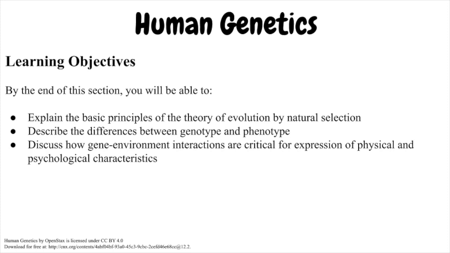Learning objectives. By the end of this video, you will be able to explain the basic principles of the theory of evolution by natural selection, describe the differences between genotype and phenotype, and discuss how gene-environment interactions are critical for expression of physical and psychological characteristics.